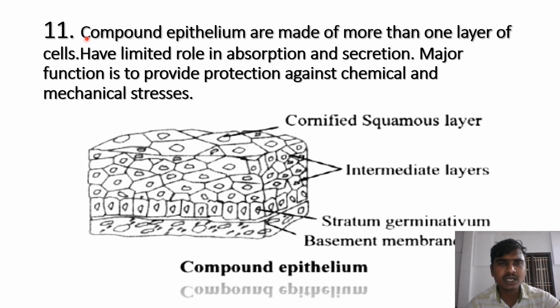Next, the last point. Compound epithelium is made of more than one layer of cells and has a limited role in absorption and secretion. Its major function is to provide protection against chemical and mechanical stresses. So this is the compound epithelium. These are the intermediate layers. This is the stratum, and this is the cornified squamous layer.